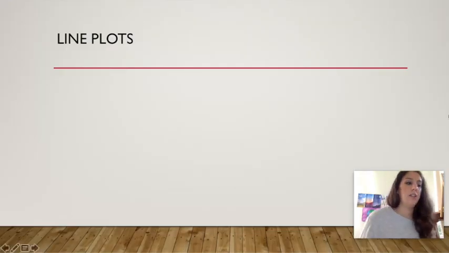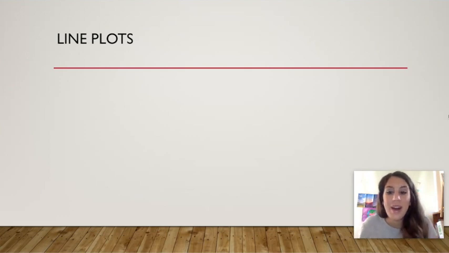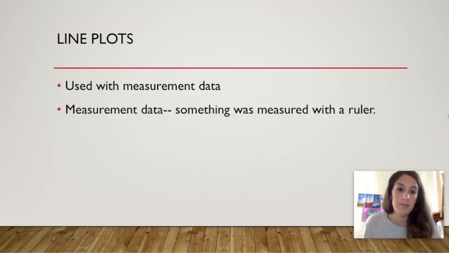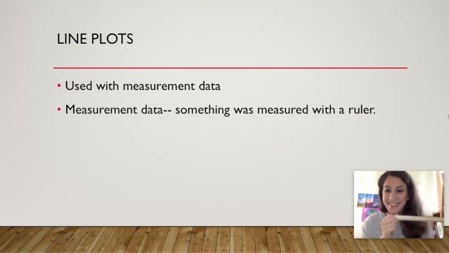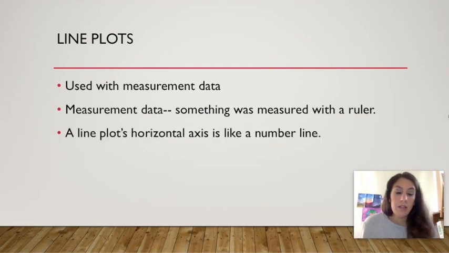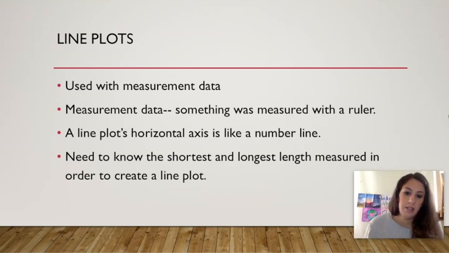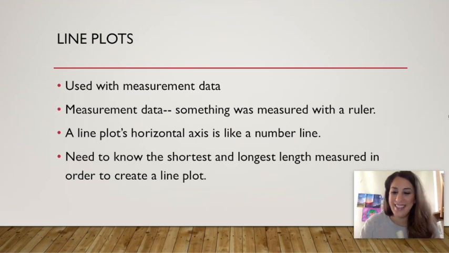So let's go over some general things to know about line plots. Line plots are used with measurement data. Measurement data is something that could be measured with a ruler. Also, just like I mentioned at the beginning of this lesson, a line plot's horizontal axis is like a number line. And I'm going to show you a little visual that's going to help you see that soon. It's also important that you know the shortest and the longest length measured in order to create a line plot. So let's do a little bit more investigating.